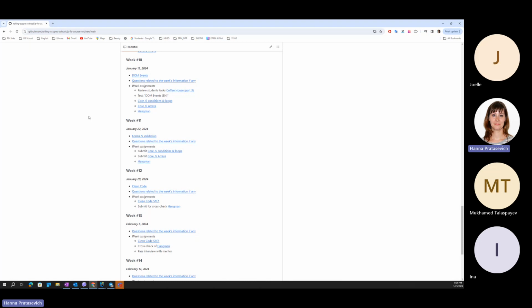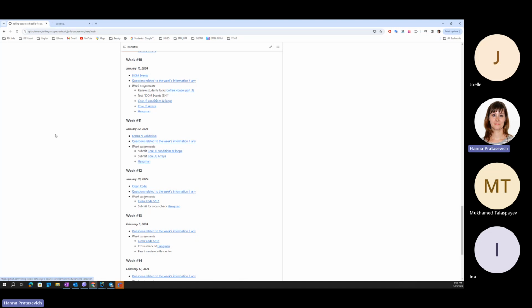And related to educational materials, this week is pretty easy, I hope. That means that you have more time to complete two necessary tasks: CoreJS conditions and loops, and CoreJS arrays. And I hope that you are already working on Hangman, and this week you proceed working on this task.